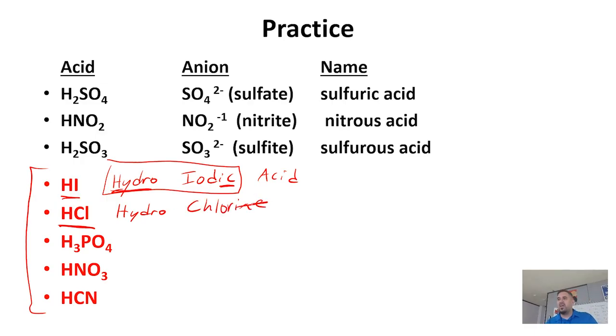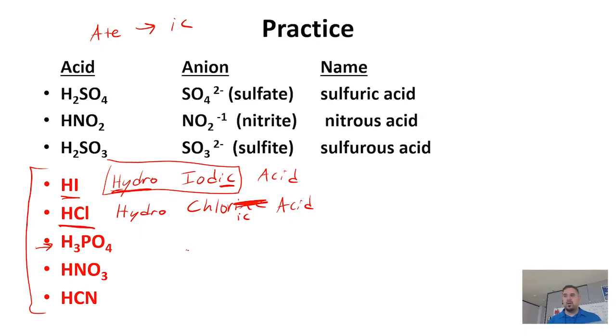We're going to get rid of the INE and bring in the IC. So hydrochloric acid. All right, let's look at the next one. Is this binary or oxyacid? It's an oxyacid. Anytime you see an oxyacid, first thing you want to do is write down "you ate something" what? You ate something icky.